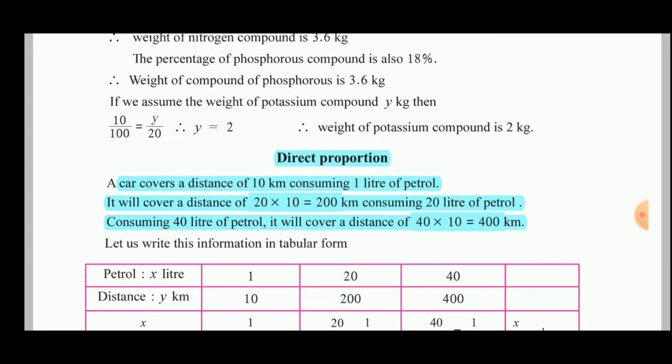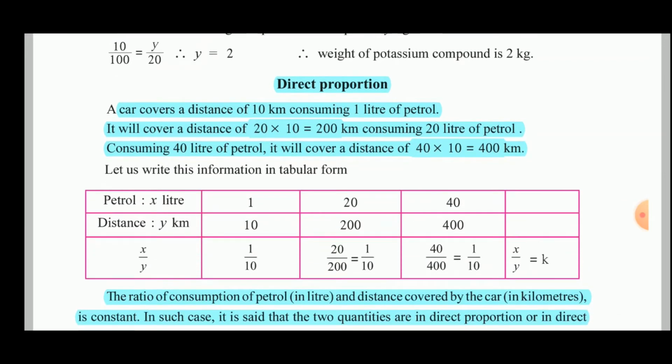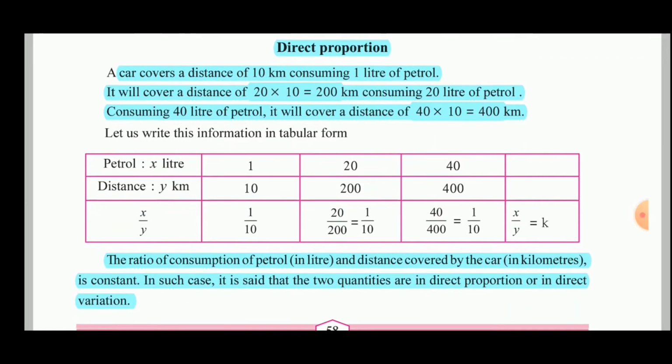So this way, we see that if the distance covered by the car is increased, then the petrol required also increases. Thus, when one quantity increases, the other quantity also increases. Such type of proportion is called direct proportion. Now in the table you see here, petrol is x liters and distance is y kilometers. If the petrol required is 1, then the distance covered is 10 kilometers. So x upon y is equal to 1/10.